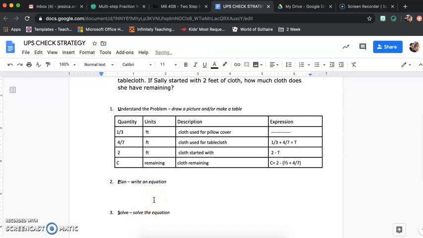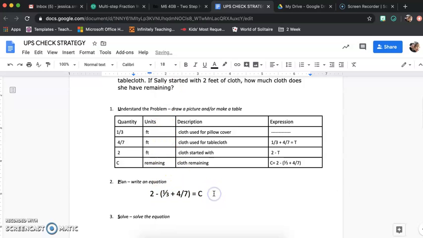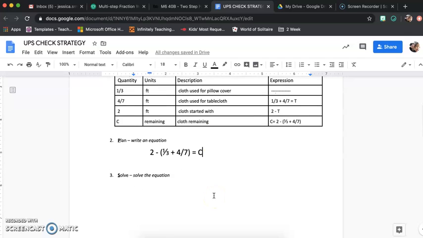So for my plan, I'm going to write my equation. I'm going to do this the same way. Now, you don't have to have your C first. I know some people put the variable at the end, so I'll just show that down here as well. So I'm going to say 2 minus parentheses 1/3 plus 4/7 equals C. Let me move this over a little bit. So that is my equation that I'm going to use to solve this problem with Sally and how much cloth she has remaining.